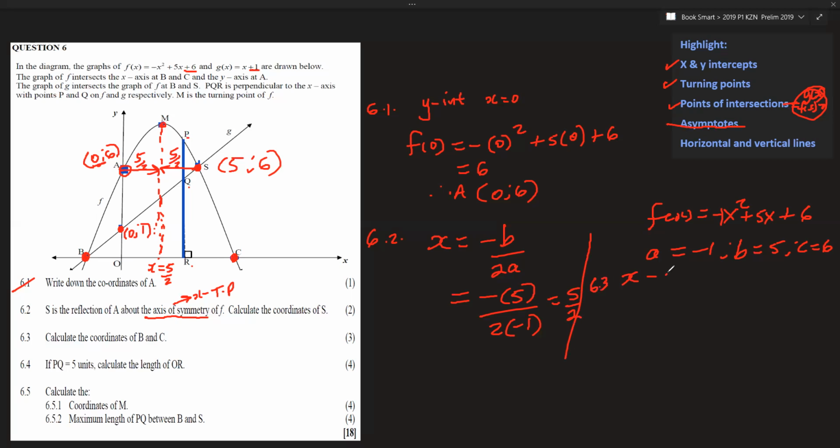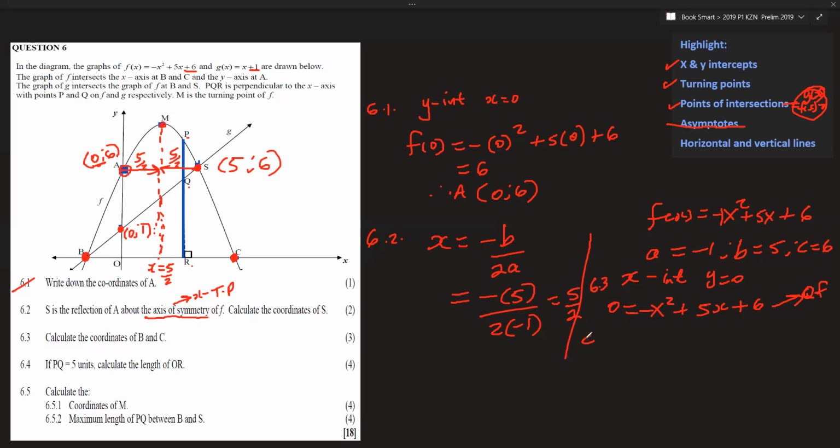6.3. X-int, we need what? We need y to be 0, right? So I'm going to make this part 0 now. So 0 equals negative x squared plus 5x plus 6, right? To get your answer, you have an option of using the quadratic formula. You'll still get your 2 answers. Your a is that, your b is that, and then your c is that.